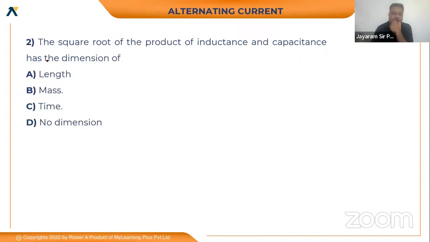Next is the square root of inductance and capacitance. LC should be equal to... the actual formula is frequency, or omega, is equal to 1 by root LC. Omega is equal to 1 by root LC. Take the next question.